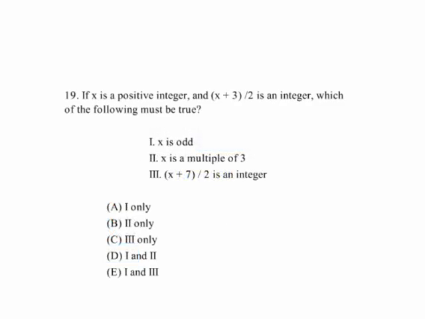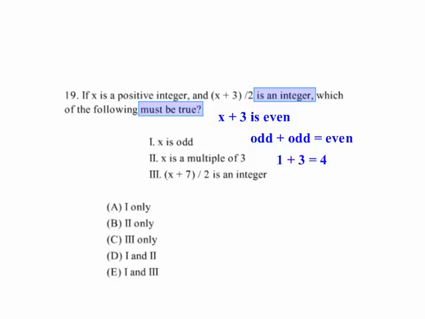We're given here that x is a positive integer and (x plus 3) over 2 is an integer, which of the following must be true? Well, if it's an integer, that means it's a positive or negative whole number or 0. So for (x plus 3) over 2 to be an integer, x plus 3 has to be even. And remember, for an odd number to be added to another number to create an even number, an odd has to be added to an odd. So you got to have odd plus odd equals even. For instance, 1 plus 3 equals 4.